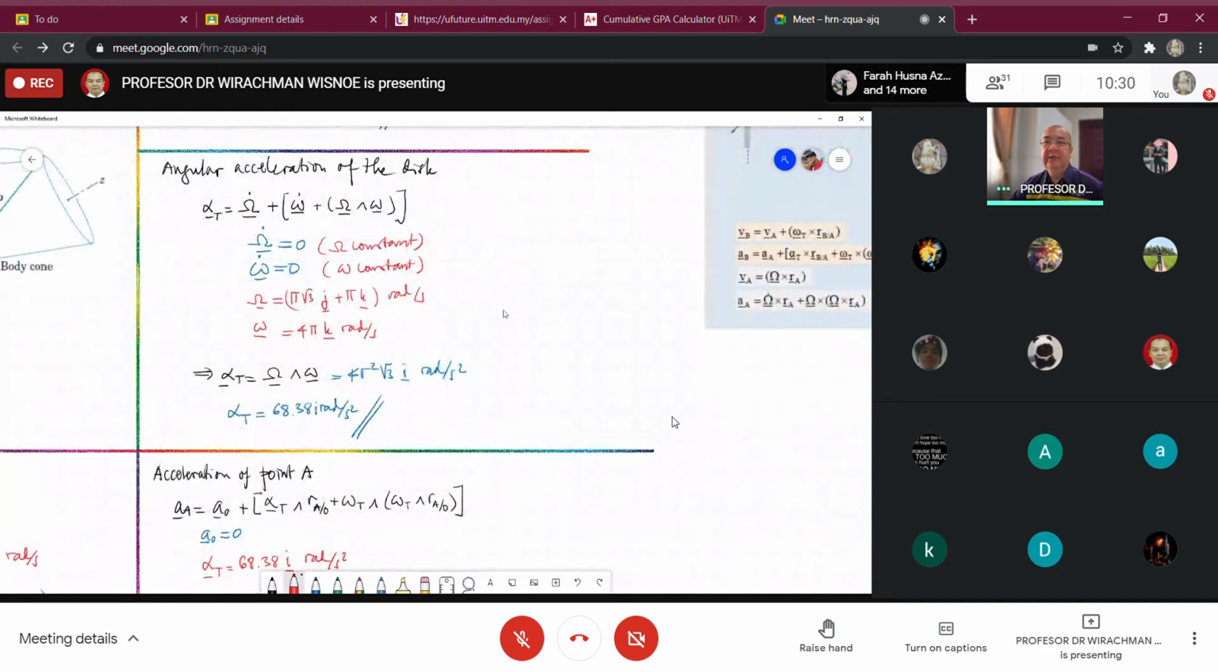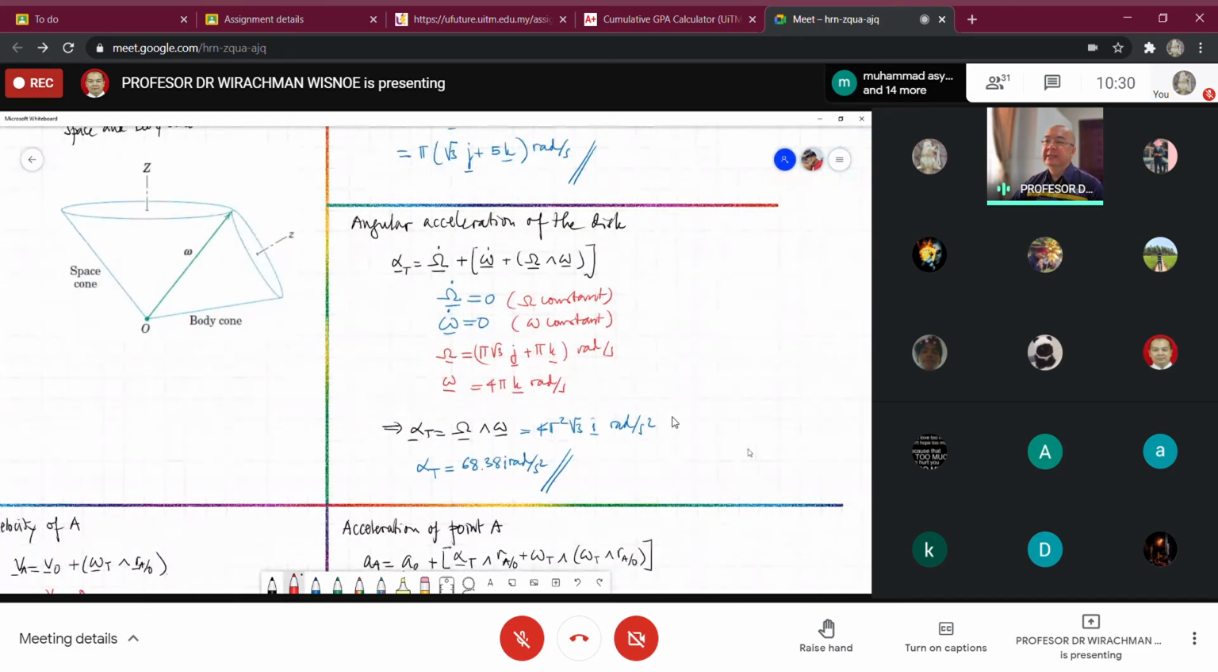Make sure that you are familiar with the vector cross product, because in 3D, we have no other way. We need to use vectors. Okay. So when you are asked to calculate the cross product or vector product between capital omega and small omega, between this and this, you can do it very fast.